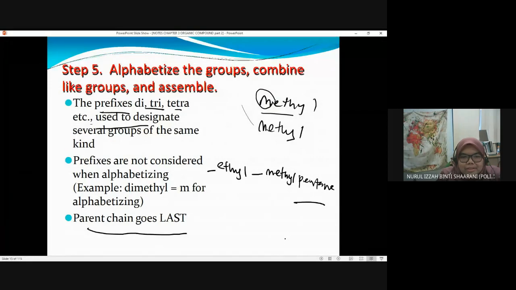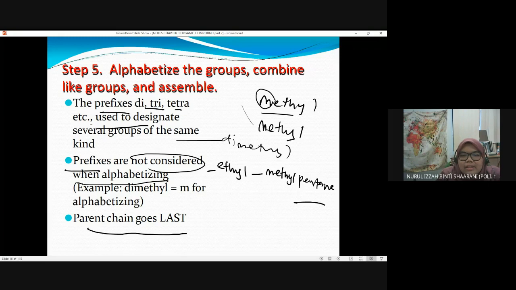Yeah, so parent change goes last. Prefixes are not considered when alphabetizing. Macam tadi kan, dimethyl. And then let's say you ada lagi chloro. Contohnya chloro. C dengan M kita compare kan, bukannya C dengan D. Nanti bila nak compare alphabetical order, kita tak payah comparekan di, tri, tetra ni.